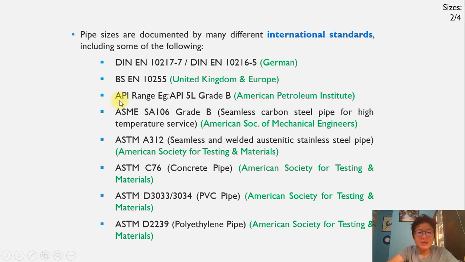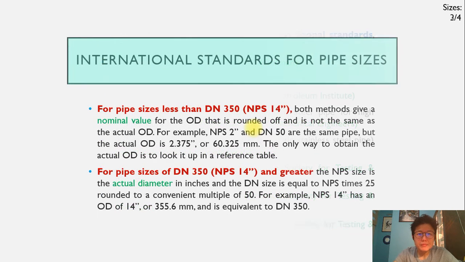We also have API. This is also commonly used when we talk about the sizes of pipes. API stands for American Petroleum Institute, so obviously the oil and gas industry will need some kind of standardization in terms of pipe sizes, because they use a lot of those to transmit crude, whether it's processed crude, or liquid petroleum. It could be anything. Alright, and we also refer to ASME, that is the American Society of Mechanical Engineers.